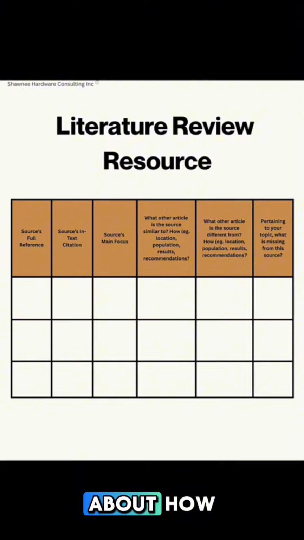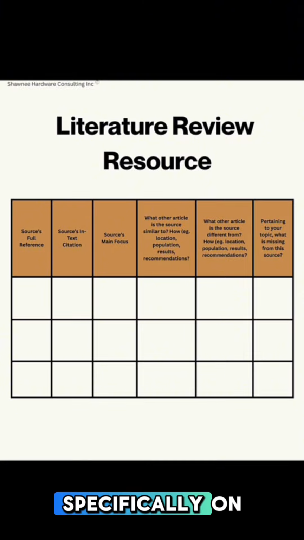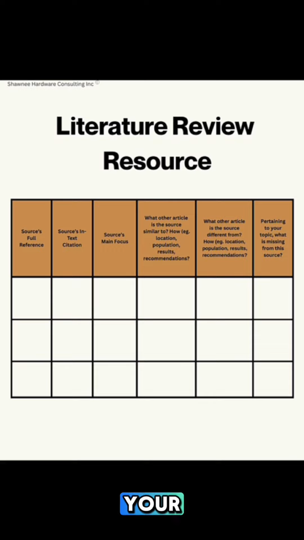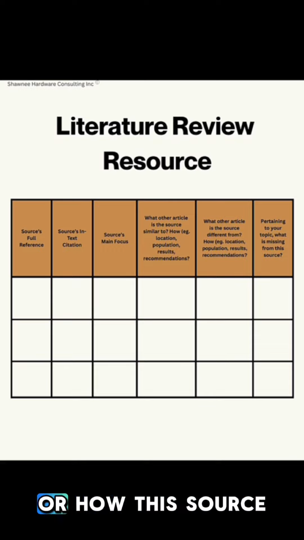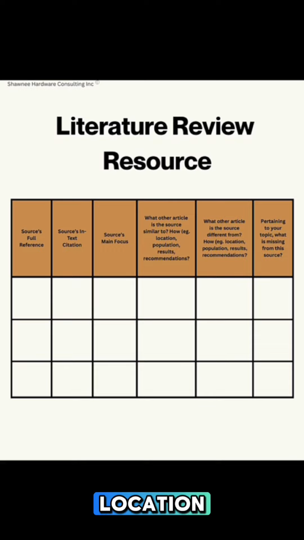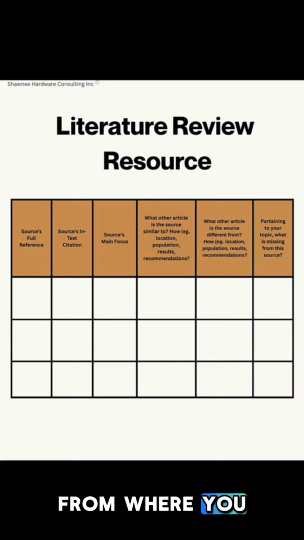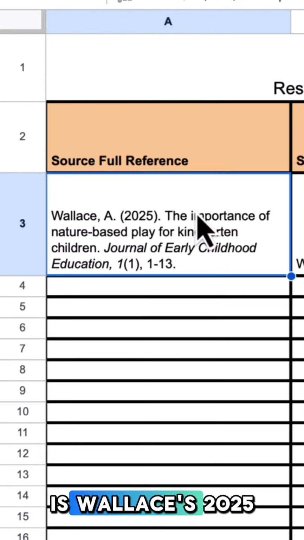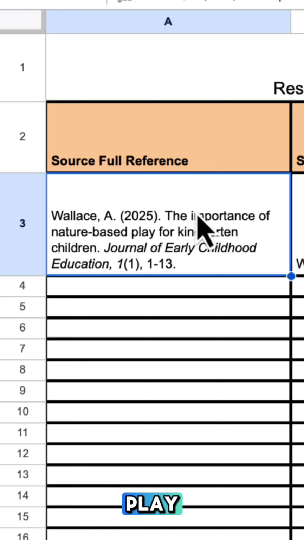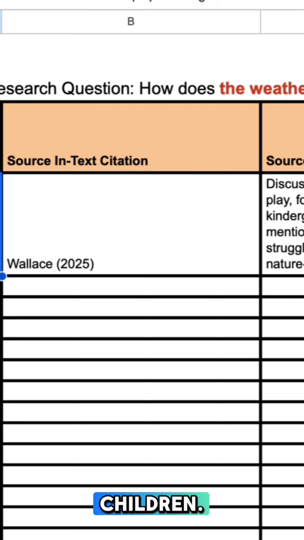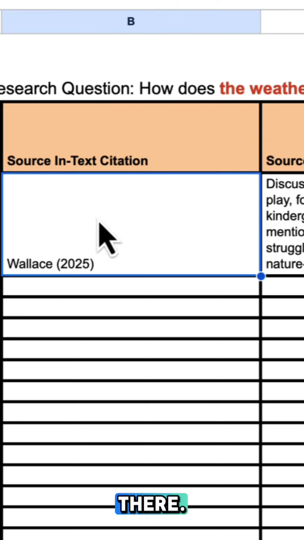So you can talk about how, for example, this source does not focus specifically on your target population, or how this source is written in a different location from where you plan to do your own study. I have an example here, which is Wallace's 2025 work looking at the importance of nature-based play for kindergarten children. So I put the in-text citation there.